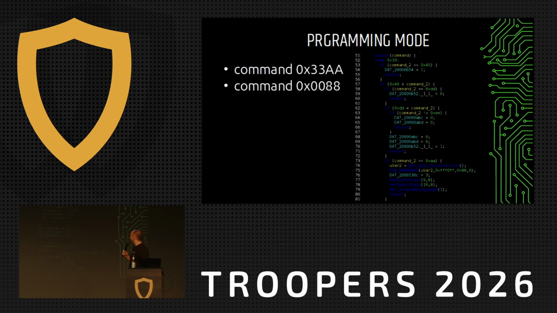So here in this case, line 52 on the top, it basically says it's a switch, and it says case 33. And then we have line 73 on the bottom, which says if command 2 equals 0xAA. This basically checks if the 2 bytes of the command coming in are 33AA and enables programming mode. Basically sets programming mode to on.